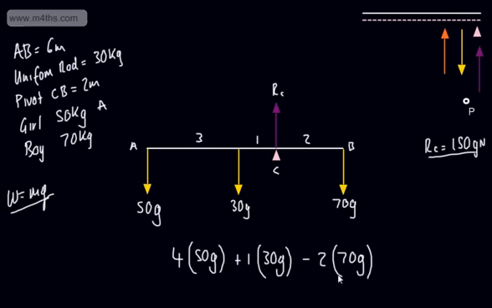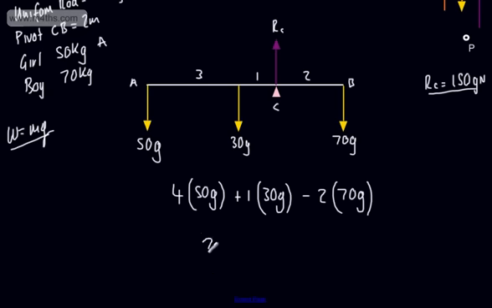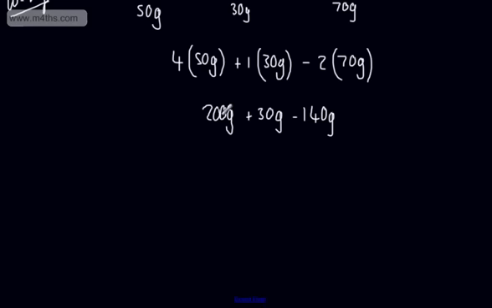So what happens right here? Well, that's going to be 200G plus 30G minus 140G. Remember, we're working in Newton meters right here. So this is going to be 230 minus 140G Newton meters. So what's that going to give me? That's going to give me 90, isn't it? So we're going to end up with 90G Newton meters.